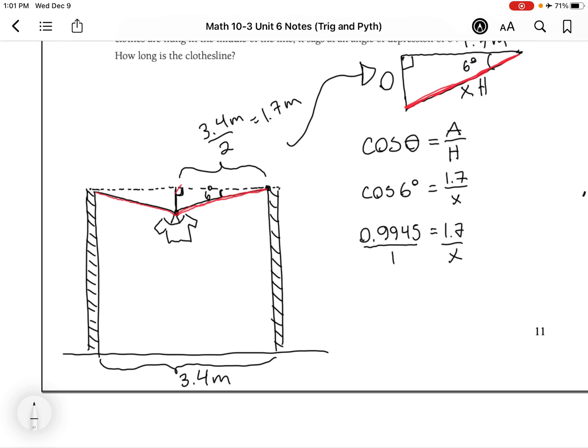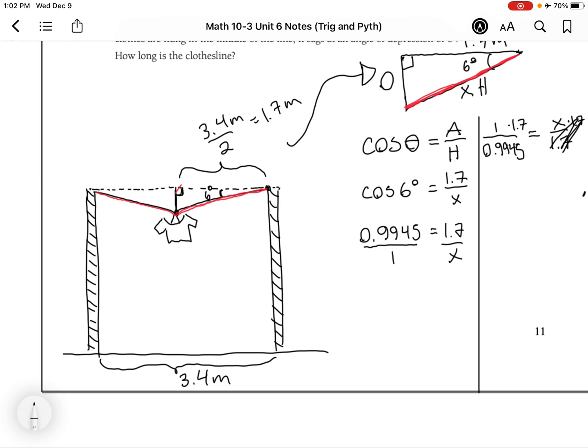So you've got to now go in one of two directions. You can either flip both fractions. So you can go this way, where instead of writing 0.9945 over 1, you write 1 over 0.9945. But then you'd have to make that equal to, instead of 1.7 over X, X over 1.7. So you could solve that. To solve that, what are we doing to x? Now we're just dividing it by 1.7 because now it's in the numerator. So I'm going to multiply both sides by 1.7.